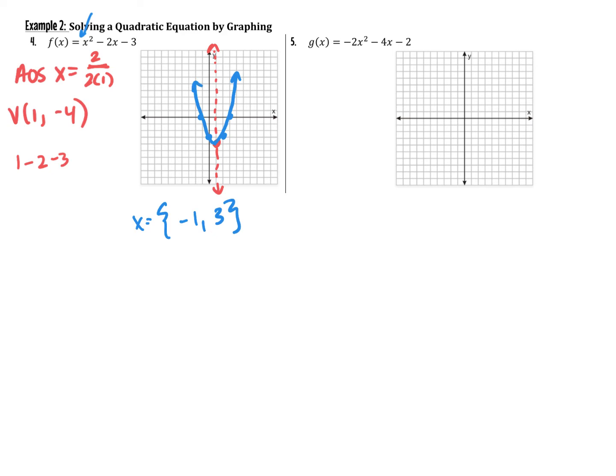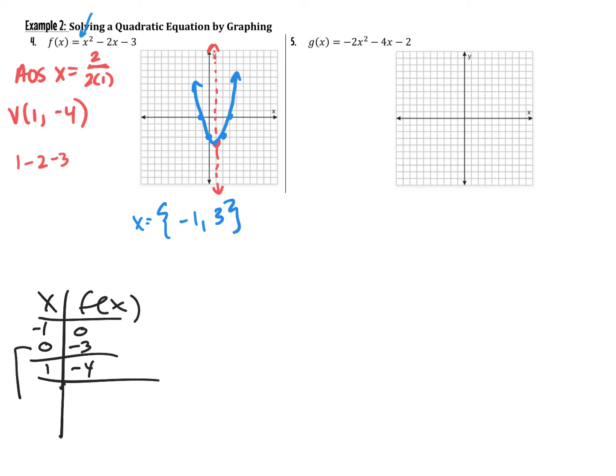But if you're struggling to graph using the parent function, what you should do is go ahead and make a table. Put your vertex in the middle of the table. Look at two values below. If I plug in 0, I get -3. If I plug in -1, I get 0. And remember, we can use the axis of symmetry to help us here. If I plug in 2, I get -3, since that's what I got when I plug in 0. If I plug in -1 or 3, I get 0.